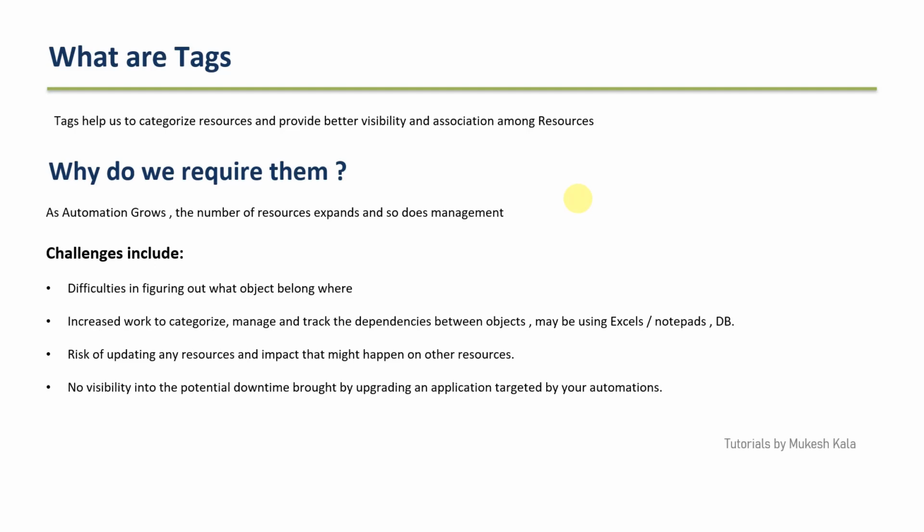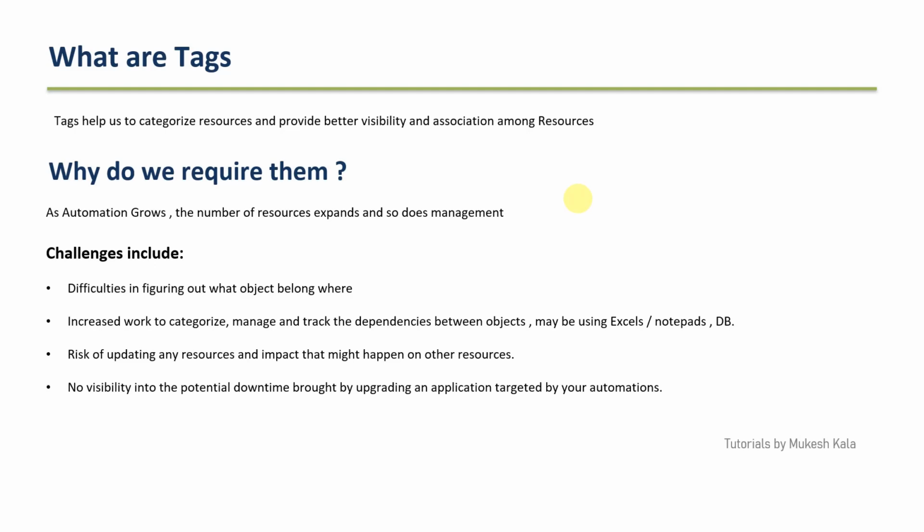So basically what tags do, the same concept applies to your automations also. Today I want to know all the automations which are running for the finance department. I want to know all the assets which are created for my production environment. I want to know all the assets which belong to this vertical and this client. How can I do that? That is where you require tags. So tags help you to categorize the resources and provide better visibility and associations as well, right? When we go through the real-time demonstration, then you would understand this.